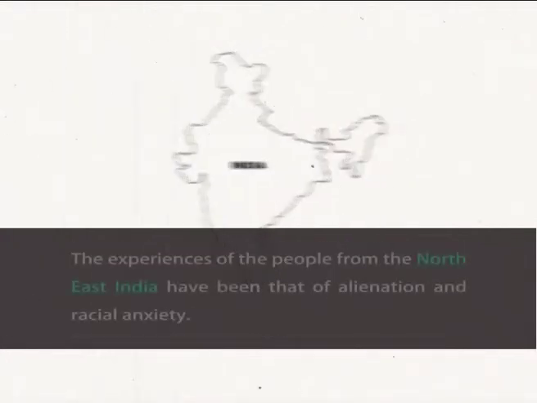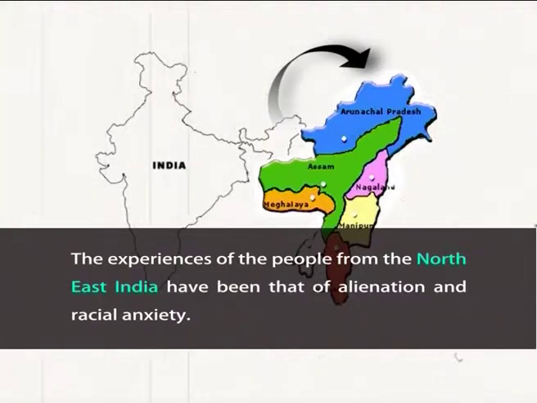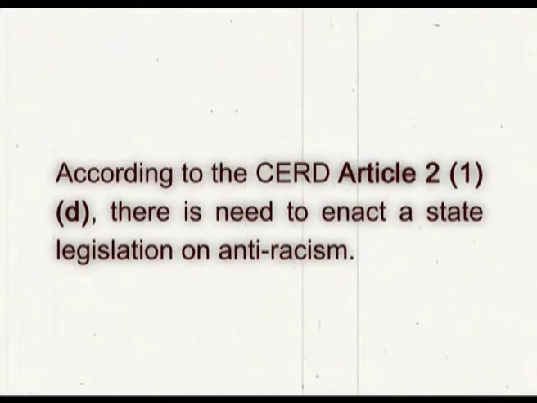On the other hand, the experiences of the people from the Northeast India have been that of alienation and racial anxiety. In this environment of politics, people from the region are put under strong surveillance and are a suspected lot, thereby making them potentially vulnerable to harassments and attacks. Taking cue from the CERD guidelines, there is a growing demand for enacting an anti-racism law in India. For example, according to CERD Article 2 Clause 1D, there is a need to enact a state legislation on anti-racism. If the ongoing demand for having anti-racism law in India as put forth by the civil society groups from the northeast India is accepted, the anxiety and insecurity that confronts the people from the region can be expected to be addressed to some reasonable extent.